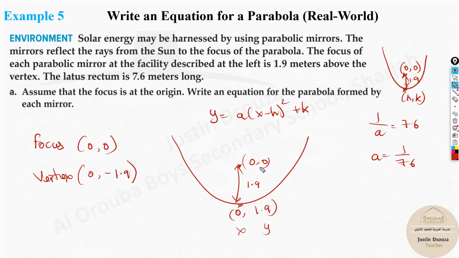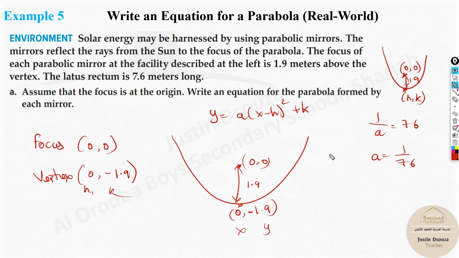But here, you must understand this is 0, which is the other point. It's below it, so it will be minus. Here they have made you confuse. They have told focus is above 1.9 meters. So don't think, oh, it's positive. No, we need the vertex coordinates. That will be minus.